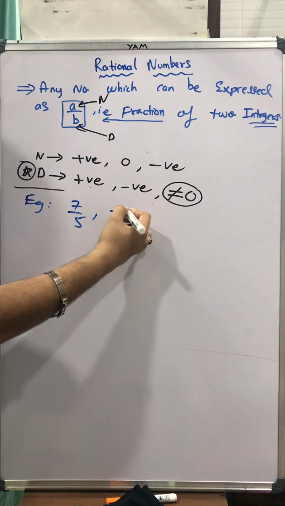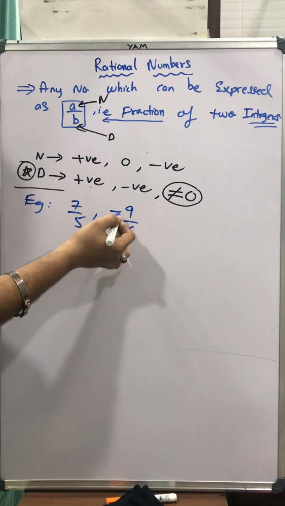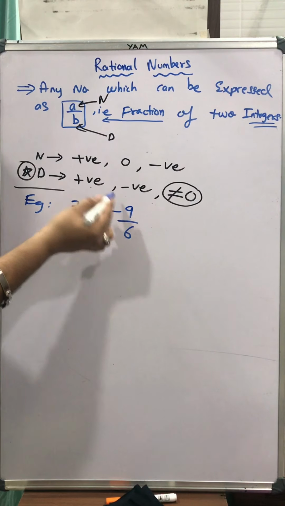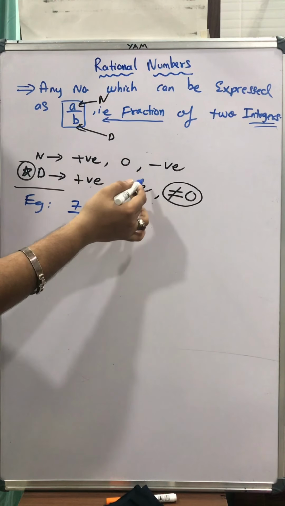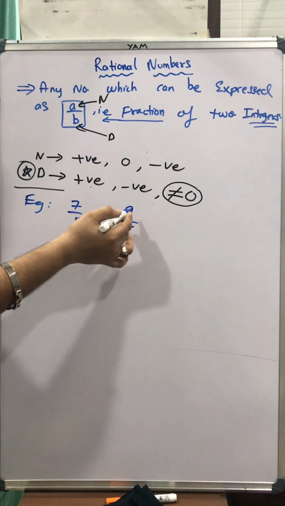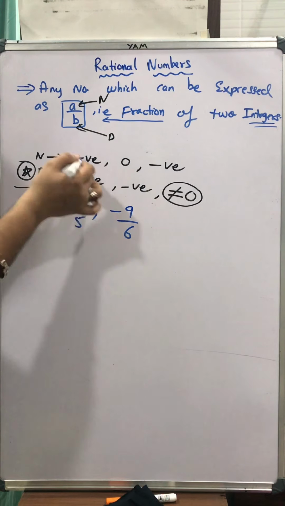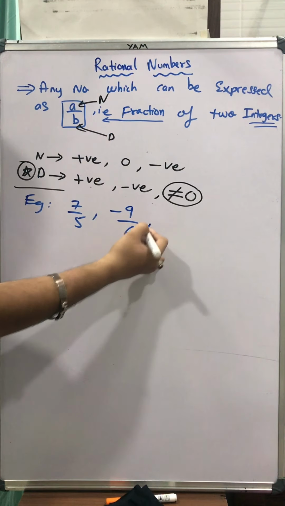Next, minus 9 upon 6. Is this a rational number? Yes. Although minus 9 is negative, all positive and negative numbers, and even 0, are allowed in the numerator. So a negative integer in the numerator and 6, a positive integer, in the denominator. Of course it's a rational number.